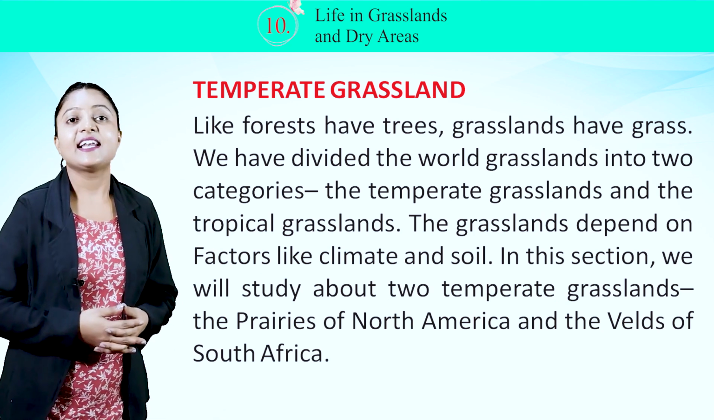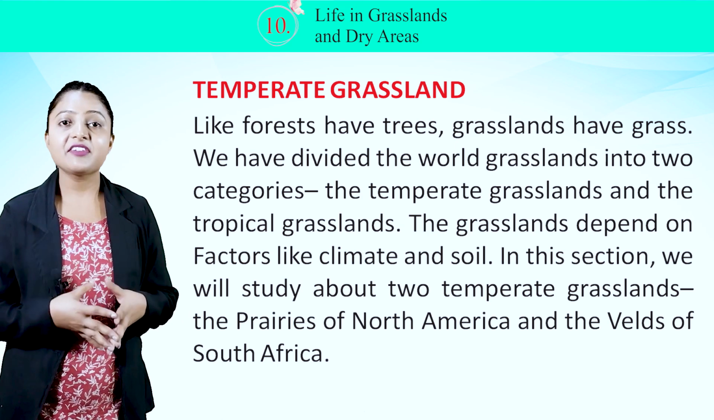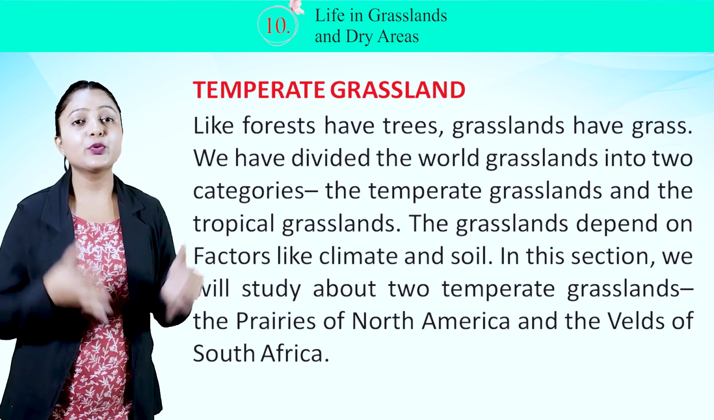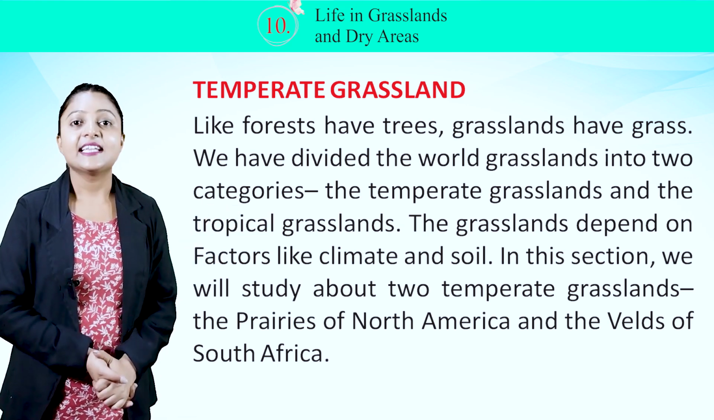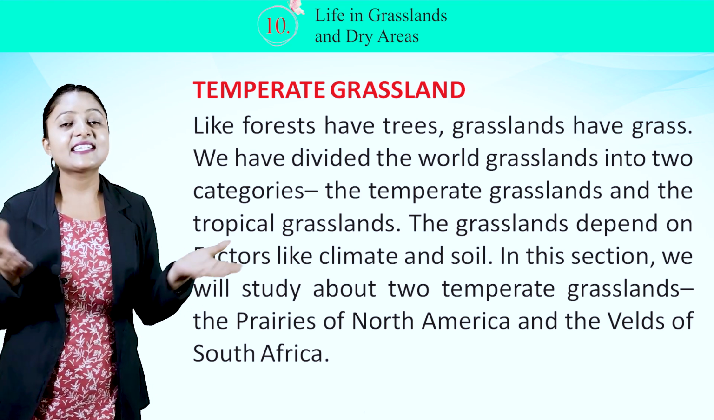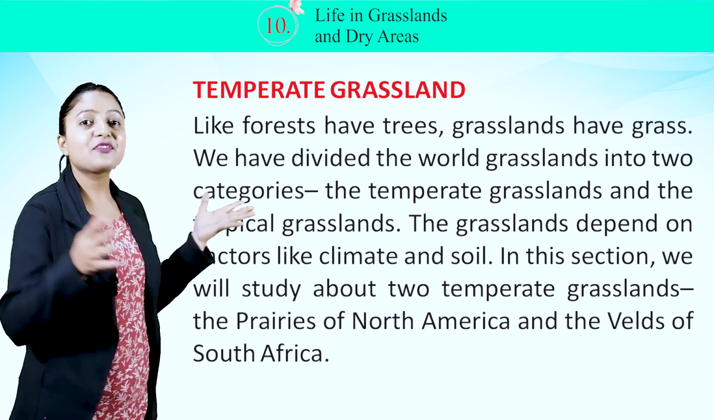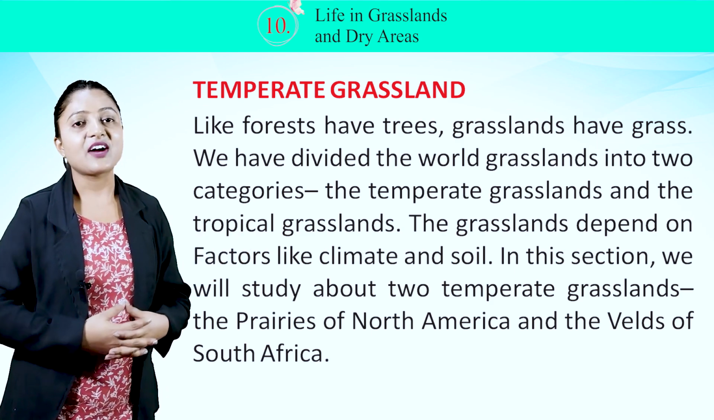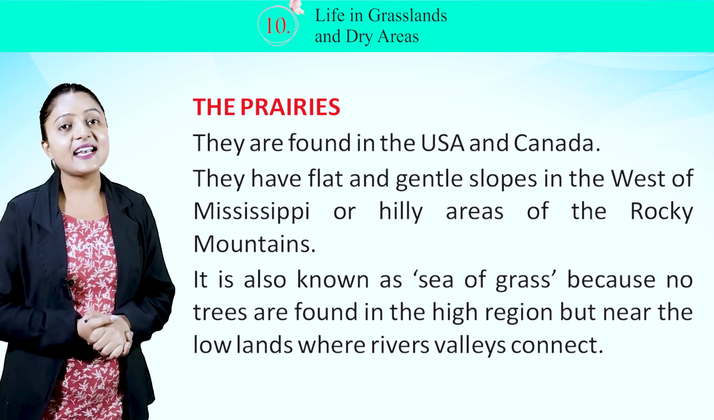Temperate grasslands. Like forests have trees, grasslands have grass. We have divided the world's grasslands into two categories: the temperate grasslands and the tropical grasslands. The grasslands depend on factors like climate and soil. In this section, we will study two temperate grasslands: the prairies of North America and the velds of South Africa. The prairies. They are found in the USA and Canada.